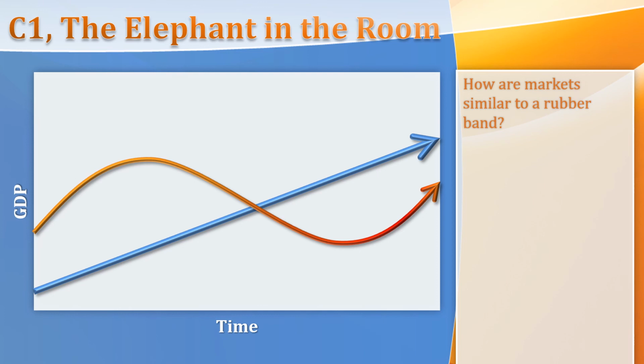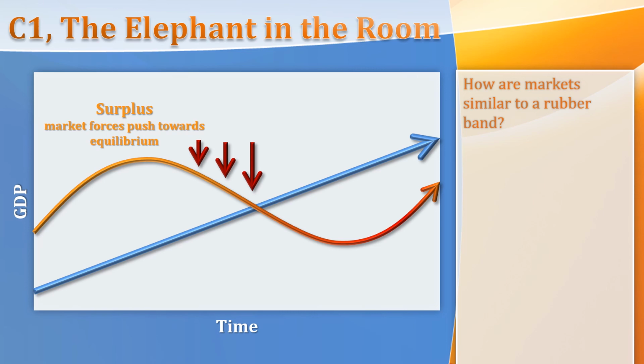So you can see that anytime that it goes above equilibrium, you have a surplus. So market forces are pushing it back down towards equilibrium. On the other hand, anytime you go below it, you end up with a shortage. There's not enough goods or services on the market. So the natural tendency is for market forces to push back up and towards equilibrium.